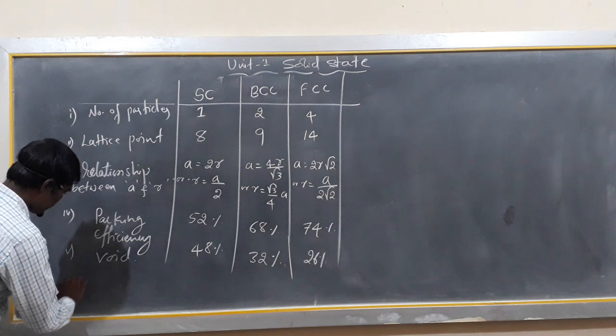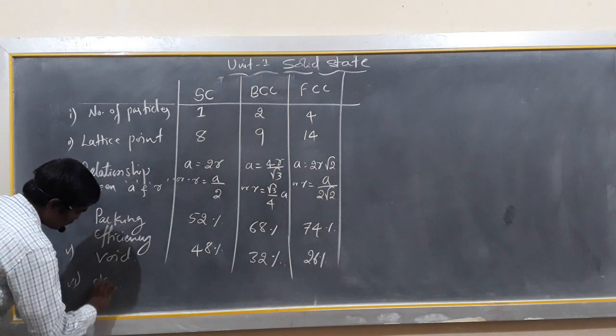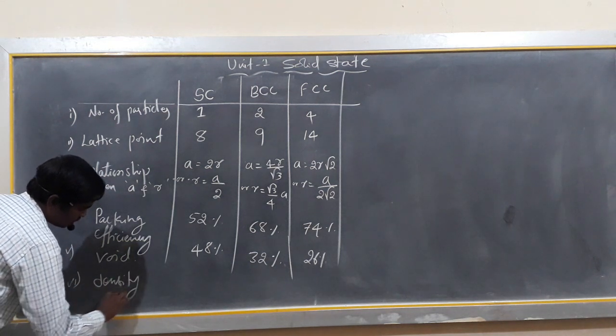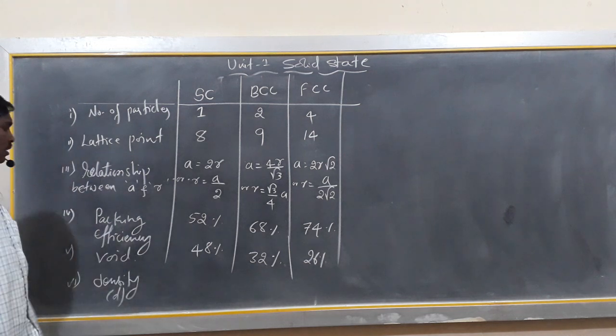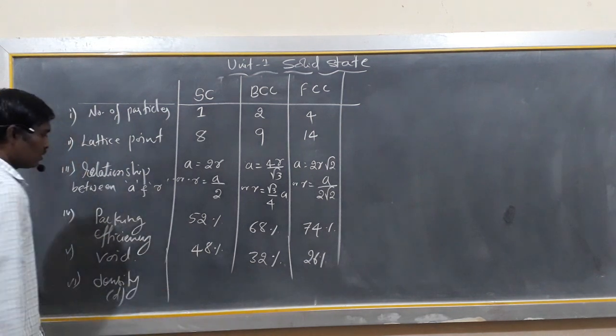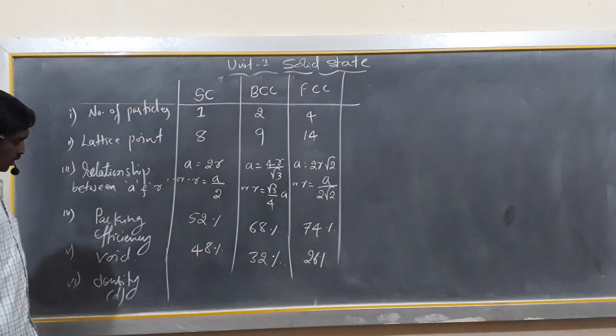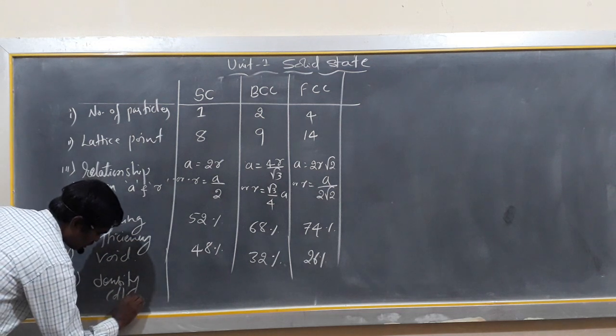And the sixth parameter, which we calculated just now, is the density. Density D is expressed in gram per cubic centimeter. So we express that density in that unit, gram per cubic centimeter.